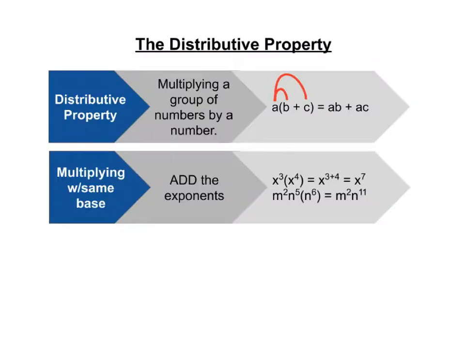Alright, the first vocab word we have is the distributive property. We actually used that yesterday, or the last time you were working on math, when we distributed that negative for subtracting. Remember, the distributive property means you multiply a group of numbers by a number. So notice this A is out front, so I have to do A times B to get AB. I also have to do A times C to get AC. You're just distributing that A.